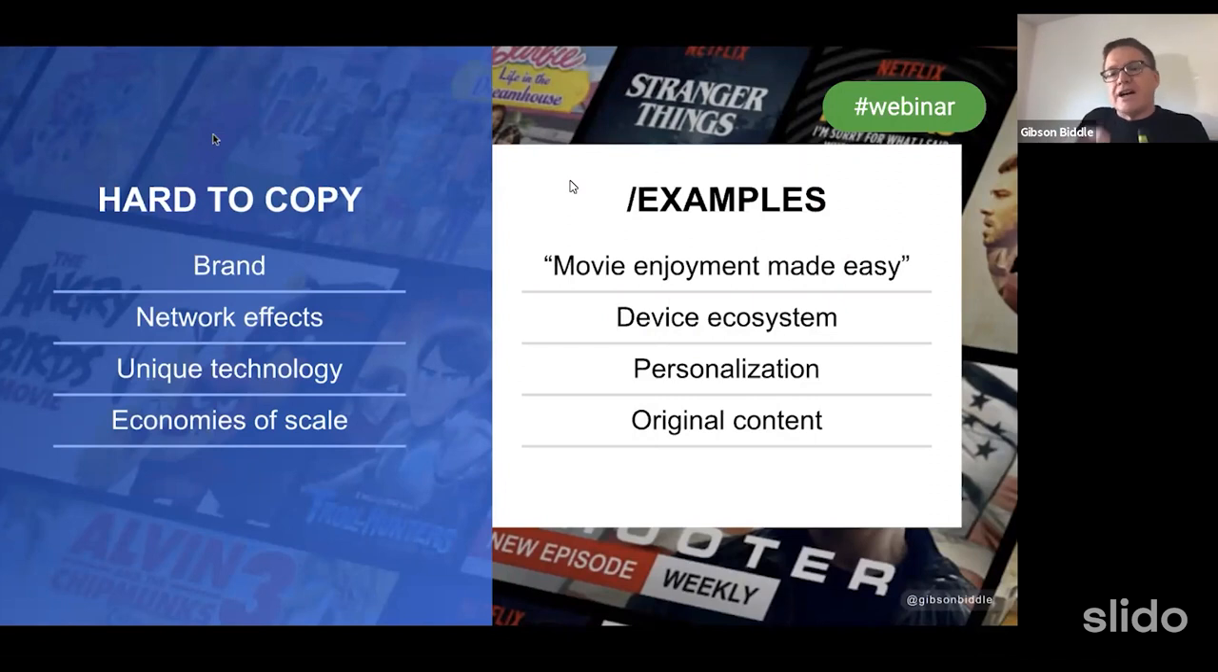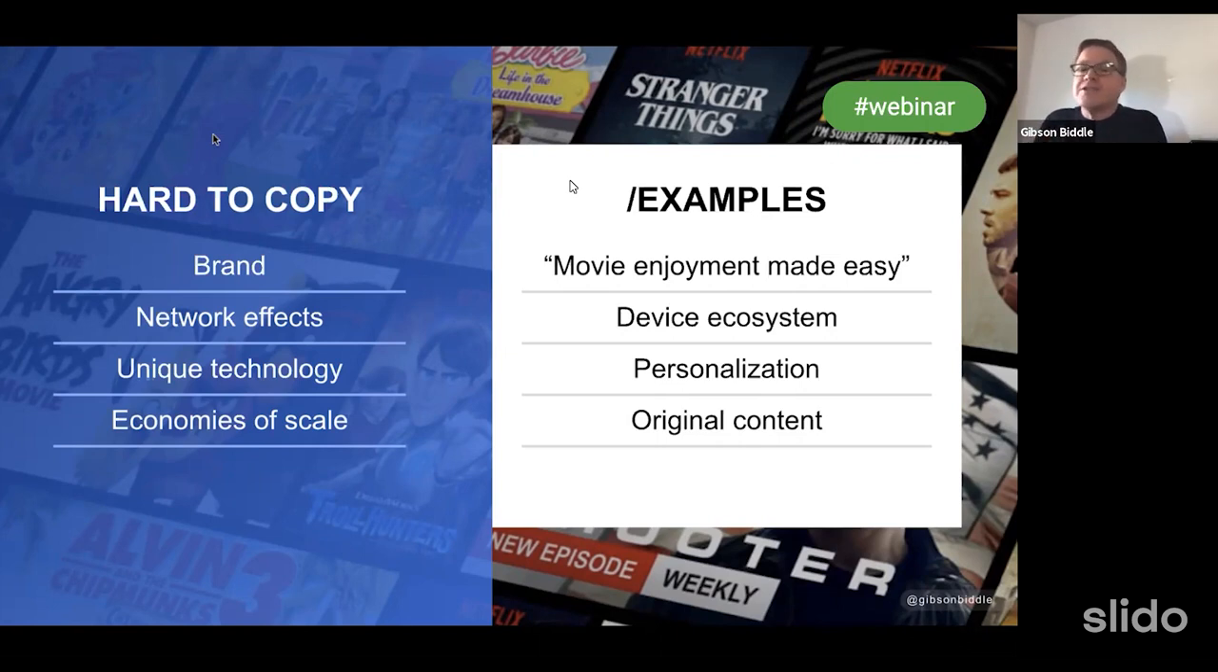Today, Netflix has 175 million. They can make a $20 billion investment in content, where poor Amazon, I love saying poor Amazon, can only invest $5 billion, and Hulu's at about $3 billion, okay? Economy of scale creates a huge hard-to-copy advantage. That's why it's important for startups to get big.